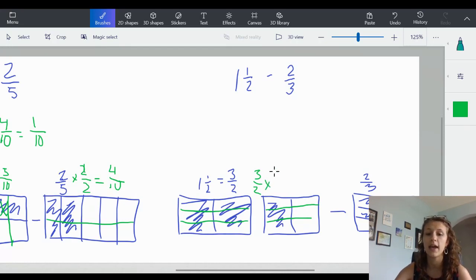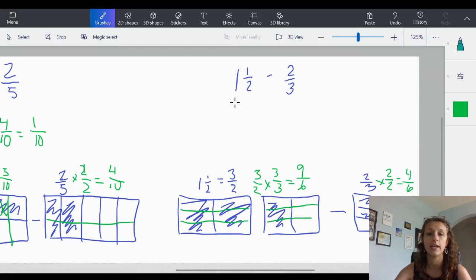With my 3 halves, I cut each of my halves into thirds. I'm multiplying by 1, because 3/3 is the same as 1, so my value is not changing. So I get 9/6: 6/6, 7/6, 8/6, 9/6. And then for 2/3, I cut each one into halves. So now I have 4/6.